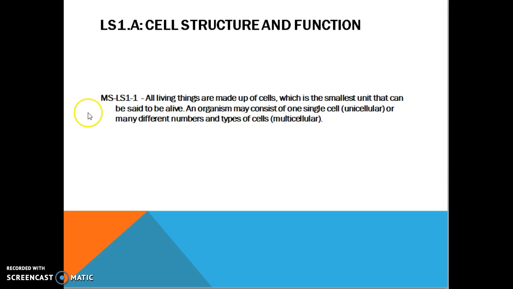To begin, all living things are made up of cells, which is the smallest unit that can be said to be alive. So all organisms are either going to be single-celled organisms, unicellular, or have more than one cell and be called multicellular.